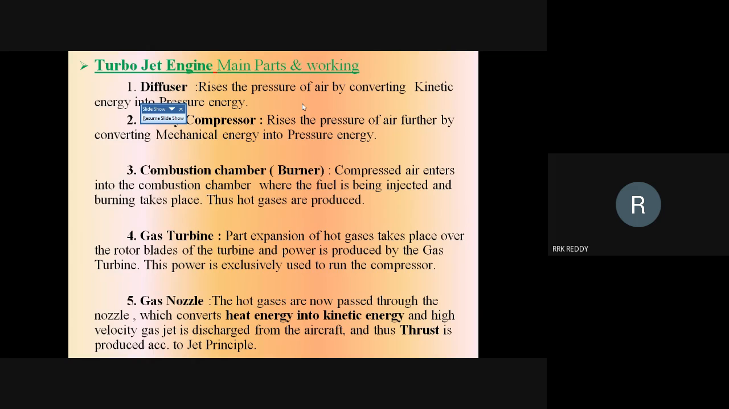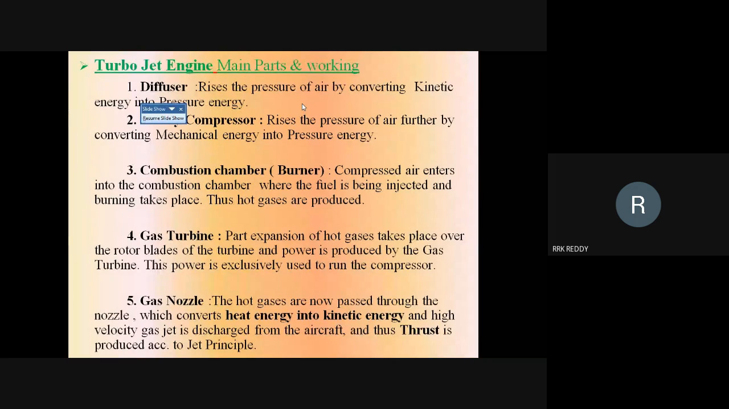Next, coming to the first one, the turbojet engine. What are the different parts of a turbojet engine, and what is its working procedure? The different parts are the diffuser and rotary compressor, then the combustion chamber, also called the burner, then the gas turbine and gas nozzle. These are the main parts of the turbojet engine. What are the functions of each one: diffuser, compressor, combustion chamber, gas turbine, and gas nozzle?